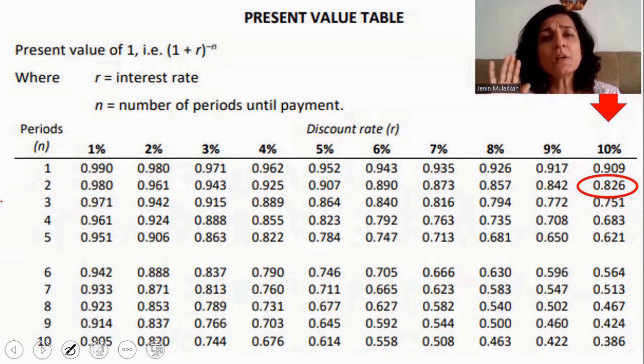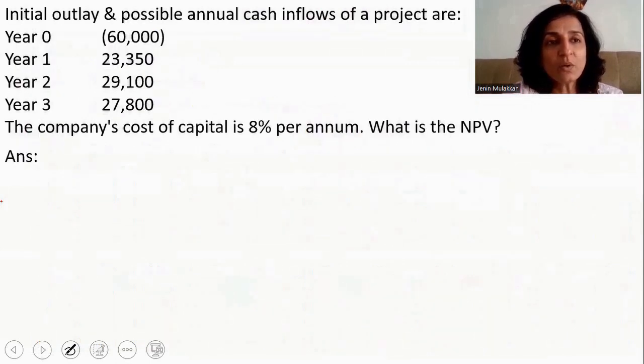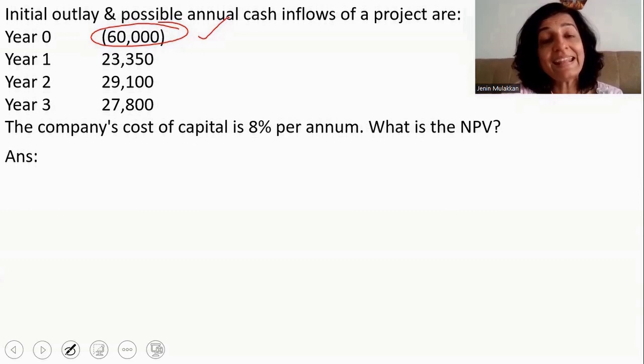Let's do a proper question on an investment appraisal using the net present value method. The details of the question are as follows. Initial outlay and possible annual cash inflows of a project are given. They have said that in year 0, or now, we have to make an investment of 60,000. That is why it is indicated as negative 60,000. That is an investment that we have to make now for this particular project.